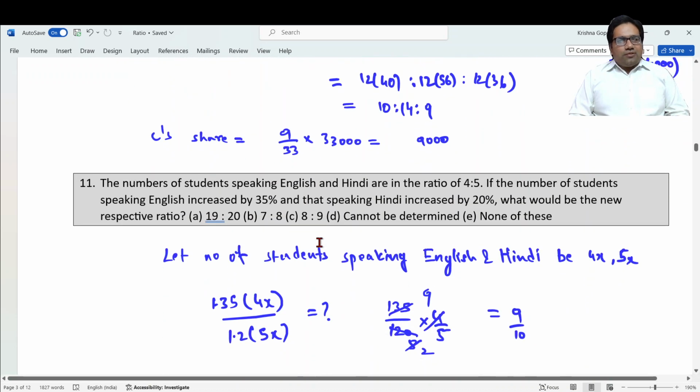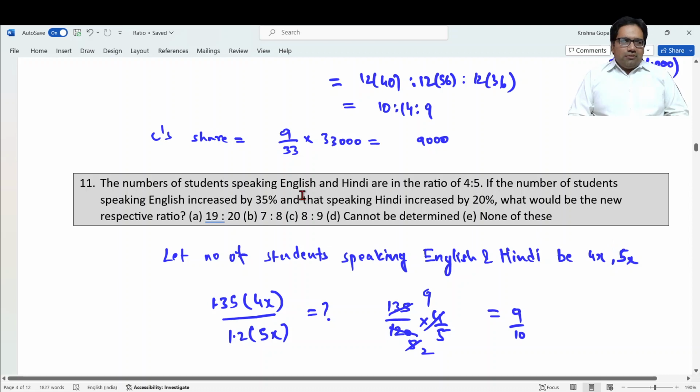Okay. Number of students speaking English and Hindi are in the ratio of 4 is to 5. If the number of students speaking English increased by 35% and that speaking Hindi increased by 20%, what would be the new ratio? 4 is to 5, English and Hindi. So what we will do, we will assume English speakers are 4x and Hindi speakers are 5x.